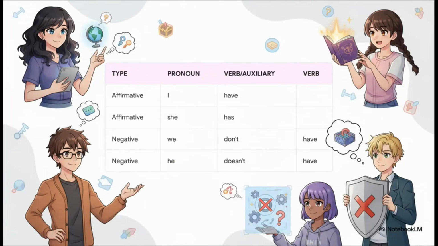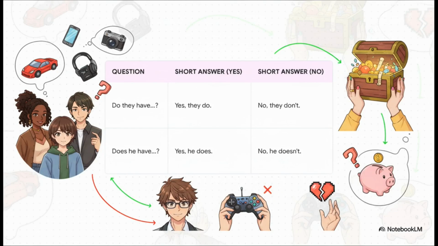All right, here are the first answers. For the affirmative sentences, I have, but she has. There's that third person rule in action. And for the negatives, we don't have and he doesn't have. Did you notice how the verb is have in both negative sentences? That's because the auxiliary is doing the work. How'd you do? And now for the questions. Do they have is answered with yes they do or no they don't. And does he have is answered with yes he does or no he doesn't. See that pattern? You always echo the auxiliary from the question.